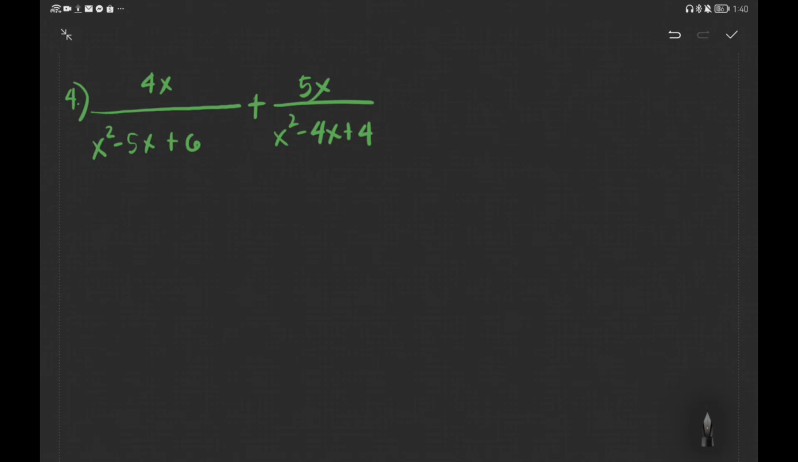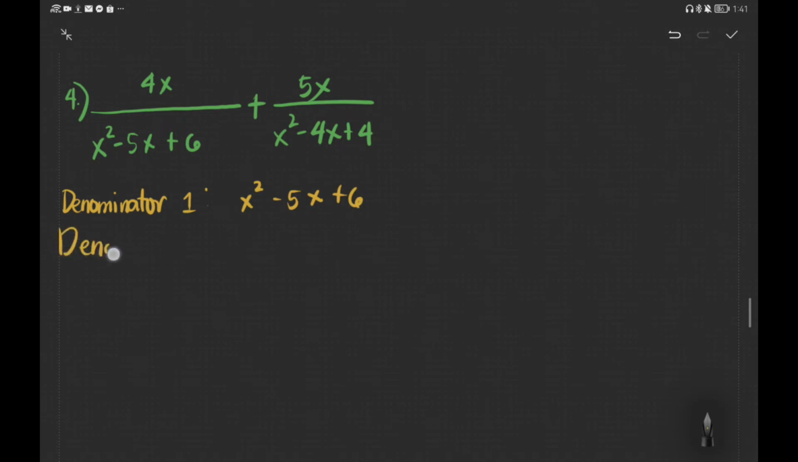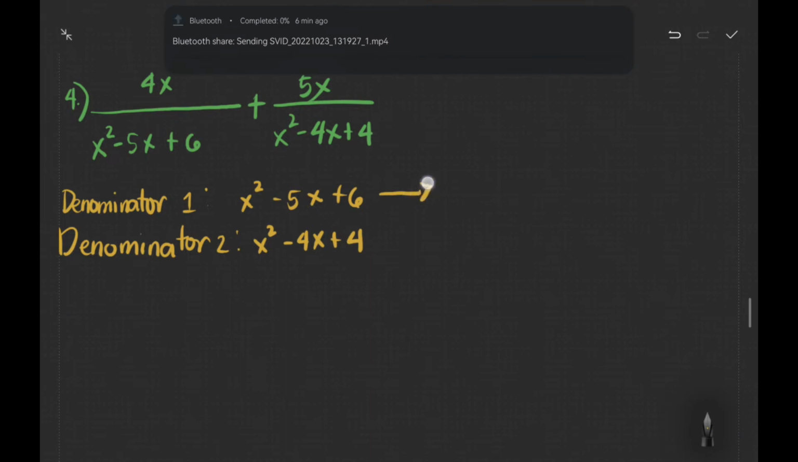Okay, now let's have example number 4. We have here 4x over x squared minus 5x plus 6 plus 5x over x squared minus 4x plus 4. So, first, we identify the denominators. Denominator 1, we have x squared minus 5x plus 6. Denominator 2, we have x squared minus 4x plus 4. To see their common factor, let us factor them out.